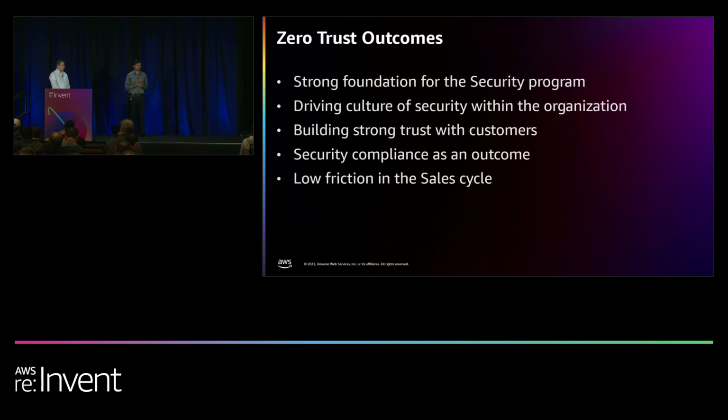Another outcome was getting the security certifications and attestations done. The key controls we implemented as part of Zero Trust made our audits go smoothly without any significant roadblocks. And then finally, having Zero Trust helps reduce the friction in the sales cycle. The policies, procedures, and technical controls we implemented as part of Zero Trust mostly address the common concerns from our customers. So I'm going to hand it over to Jeff, who's going to go over detailed implementation and architecture.